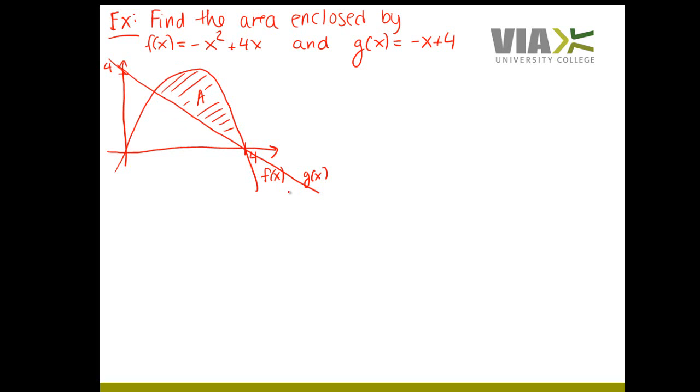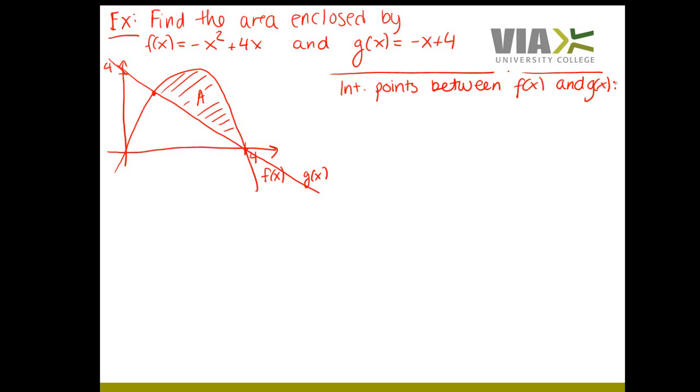So what we need to do before we are able to find the area will be to find the intersection points between the two graphs, because that's where we have the limits to our integral. So the intersection point between f(x) and g(x). That's the first thing which we will calculate.